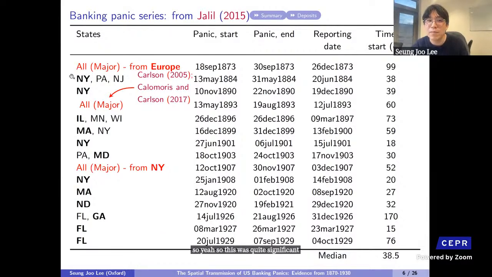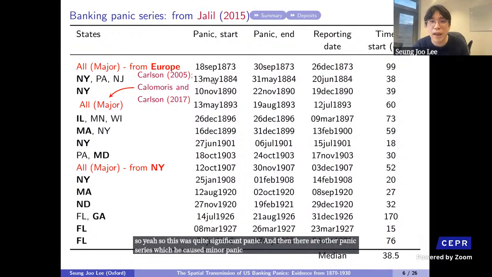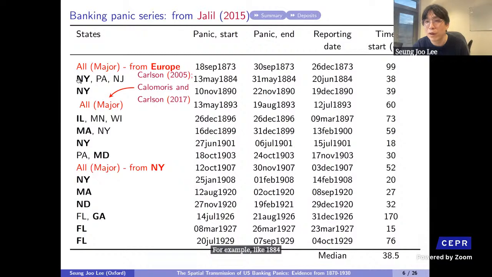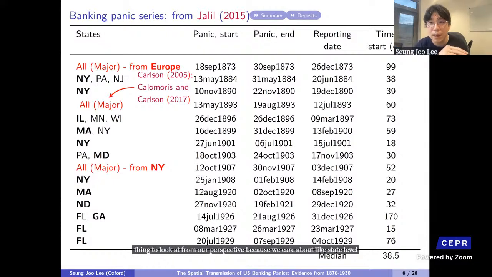And then there are other panic series which he calls minor panics. For example, the 1884 panic started from New York and affected Pennsylvania and New Jersey. And this 1896 panic started from Illinois, Chicago, and it affected Minnesota and Wisconsin. So all these minor panics can be a good thing to look at from our perspective because we care about state level banking panics which affect other states.